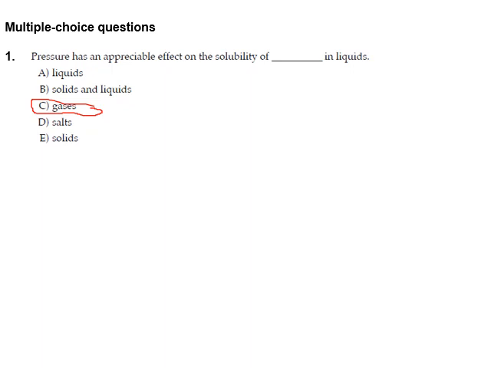And if you'll just remember back to what we said in the lecture notes, if you want to put more of a gas in a liquid, like for example Coca-Cola, then you can do it by increasing the pressure of the carbon dioxide gas above the liquid. So our answer is C here. Let's go to the next slide.